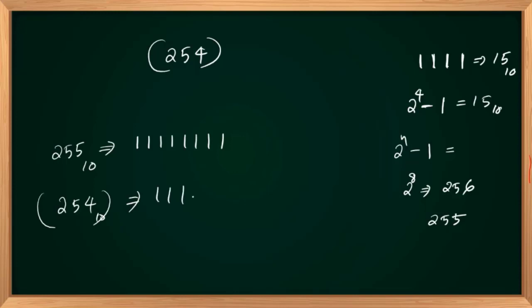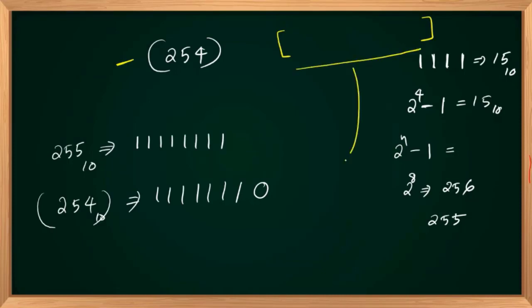So 1, 2, 3, 4, 5, 6, 7, the last digit I am putting 0. So you are going to identify a pattern that represents 254. Then if you take the 2's complement of this pattern, you should get minus 254. That is the logic. Minus 254 implies the number is negative. So you are going to represent minus 254 in 2's complement representation. If you take the 2's complement of this, you will get this value, right?